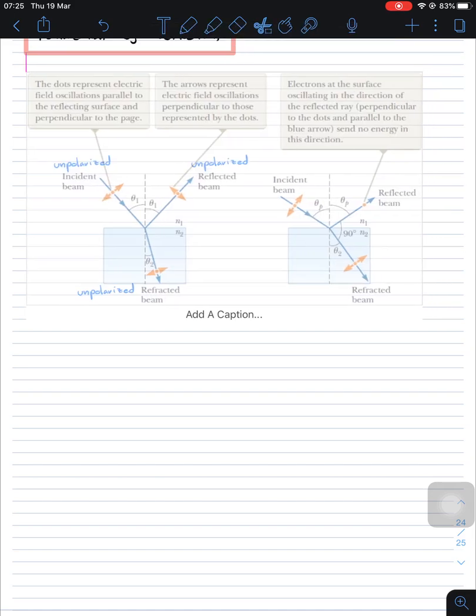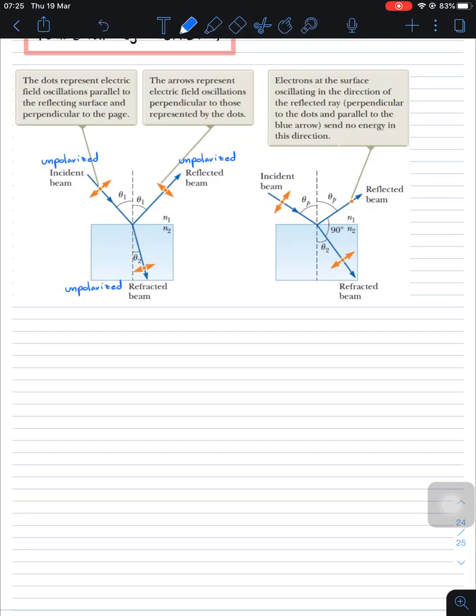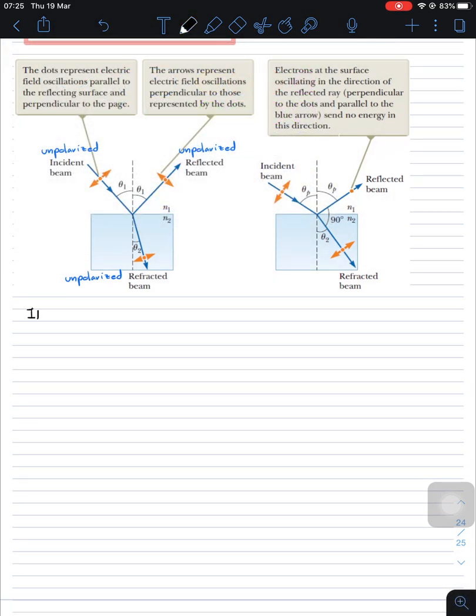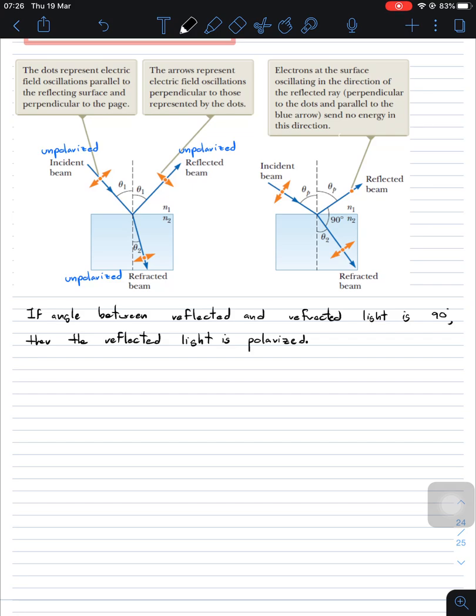From the experiment by Brewster, he saw that if the angle between the reflected beam and the refracted beam equals 90 degrees, let me take a note here: if the angle between the reflected and the refracted light is 90 degrees, then the reflected light is polarized. So that's going to be the result here.